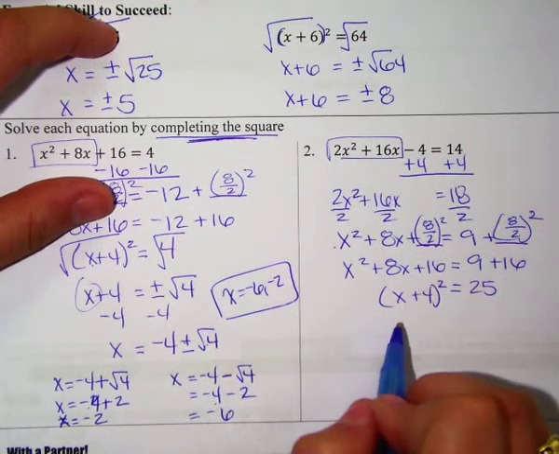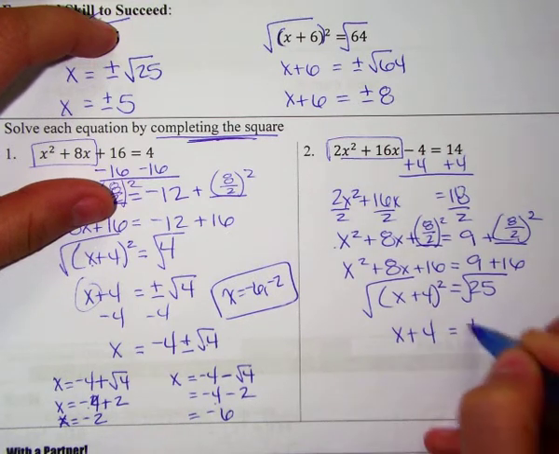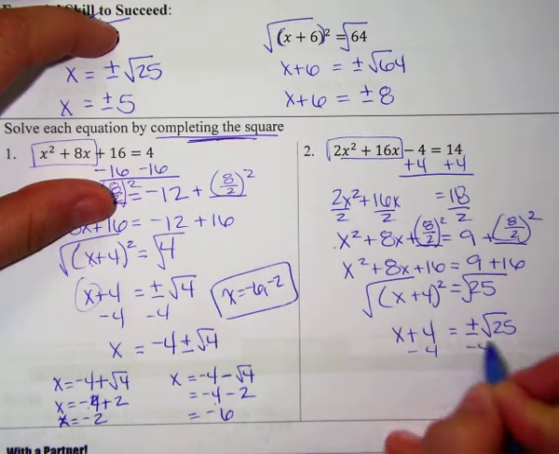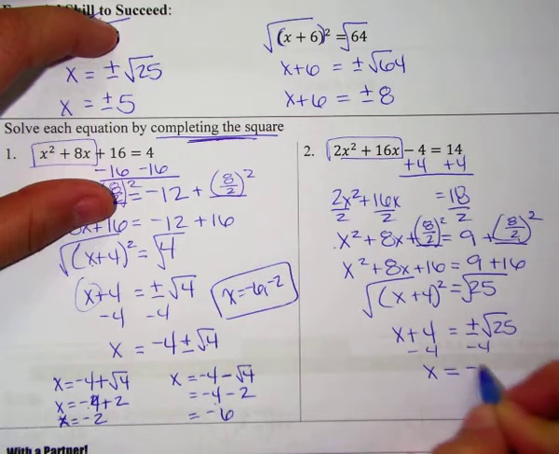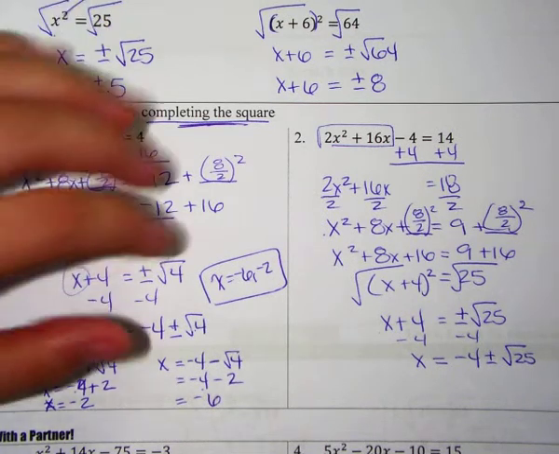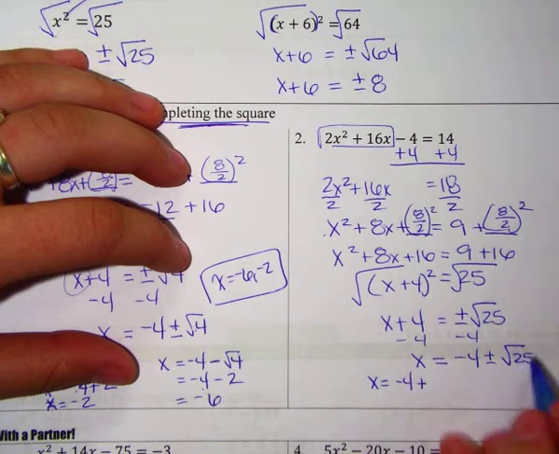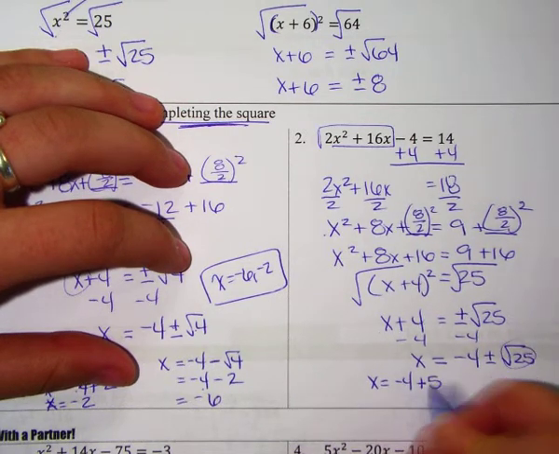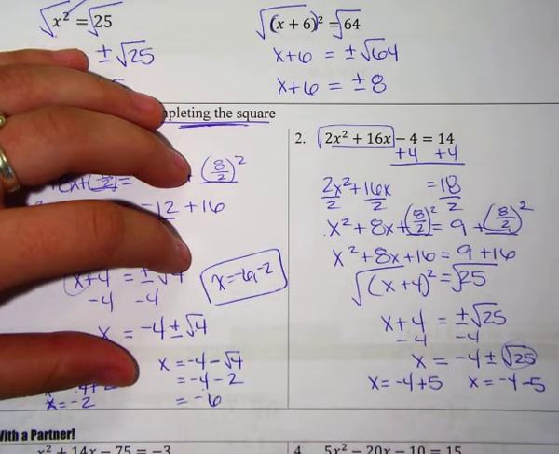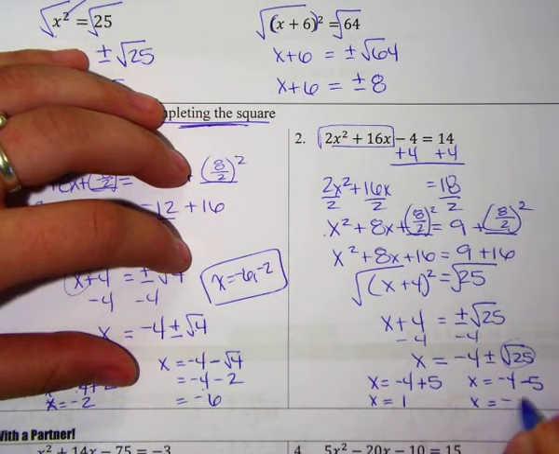Going one step further, we need to solve for x, so we'll square root both sides, leaving us with x plus 4 equals plus or minus the square root of 25. I need to subtract 4 on both sides in order to isolate x. x equals negative 4 plus or minus the square root of 25. Again, this is where you split the equation up into two equations. x equals negative 4 plus, I'll go ahead and simplify here, square root of 25 is 5, and x equals negative 4 minus 5. So this is x equals 1 and x equals negative 9.